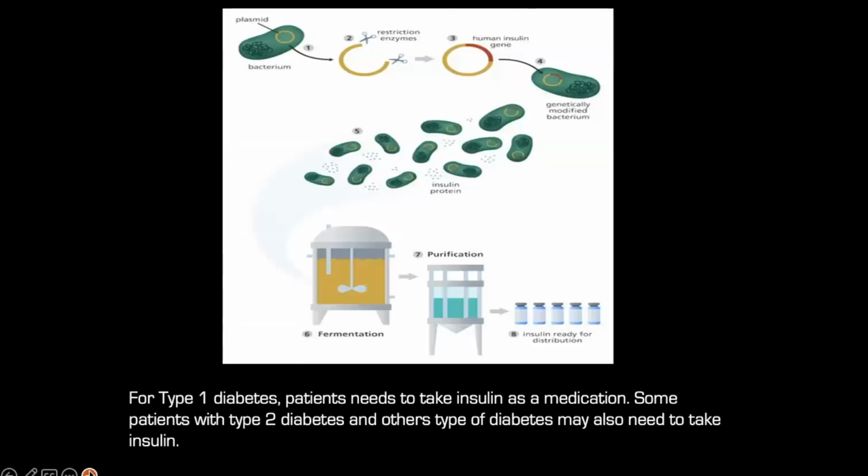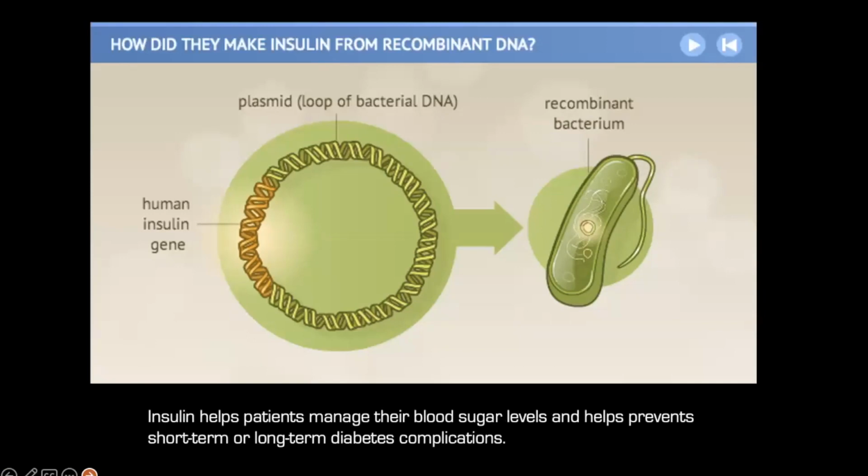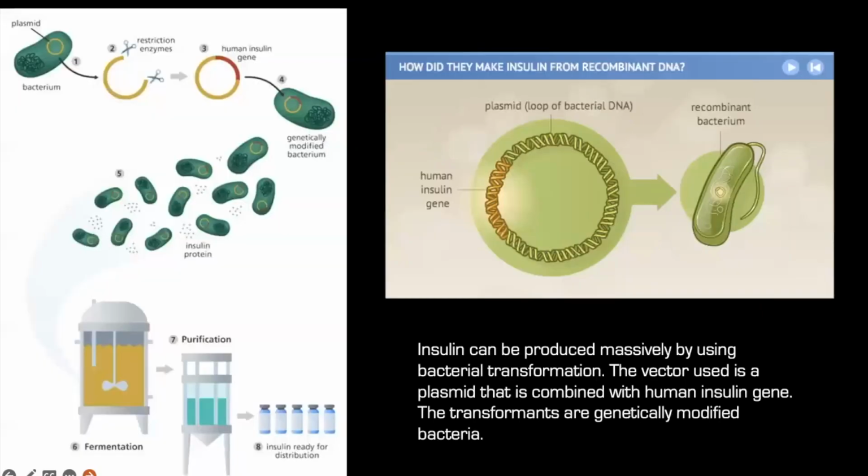For type 1 diabetes, patients need to take insulin as a medication. Some patients with type 2 diabetes and other types of diabetes may also need to take insulin. Insulin helps patients manage their blood sugar levels and helps prevent short-term or long-term diabetes complications. Insulin can be produced massively by using bacterial transformation. The vector used is a plasmid that is combined with the human insulin gene. The transformants are genetically modified bacteria.